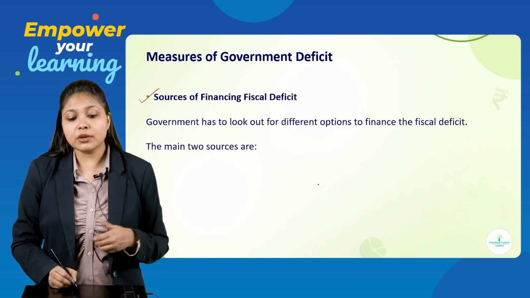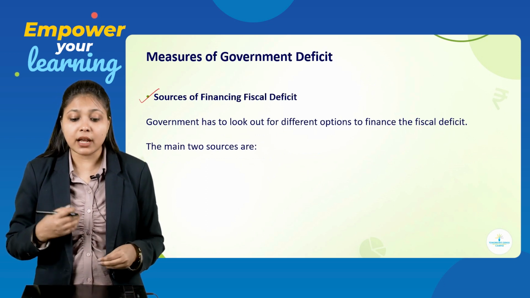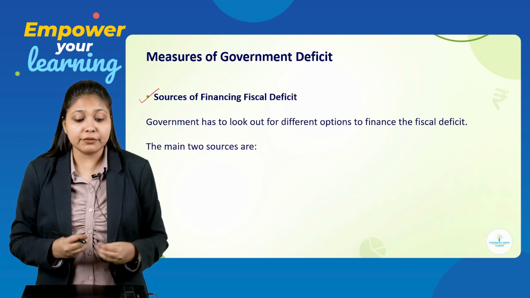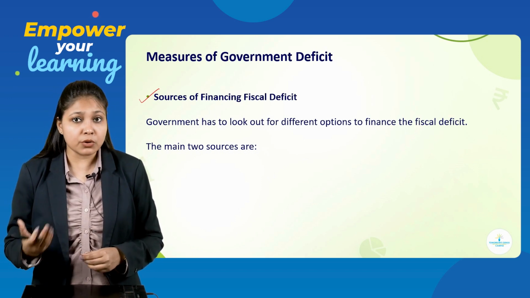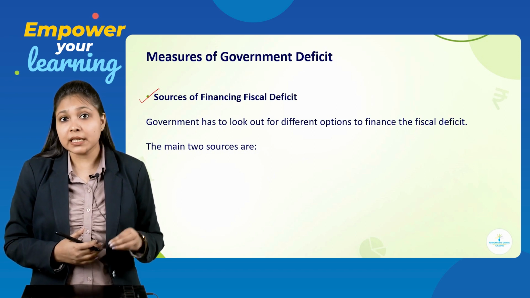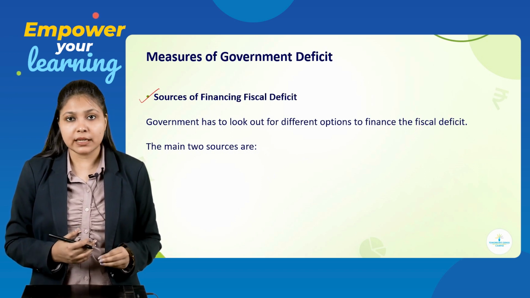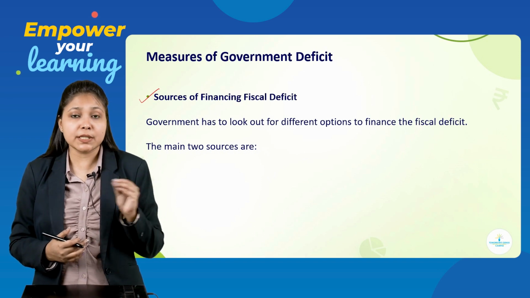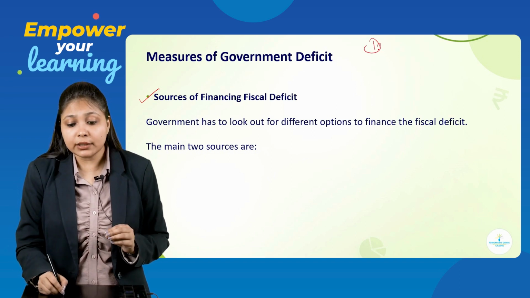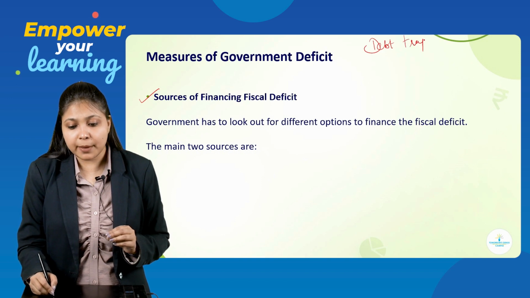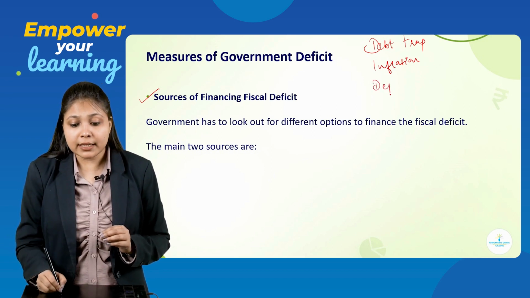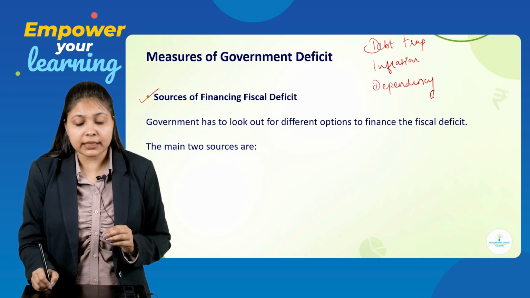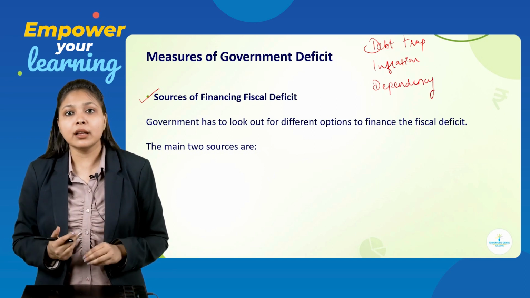Next is sources of financing fiscal deficit. Now there are different options through which we can finance or solve the problem of fiscal deficit. So basically, these are very important implications of fiscal deficit. If there is a problem of fiscal deficit in the economy, it can lead to the problem of debt trap. It can lead to the problem of inflation. It can hamper the future growth. It will increase the dependency of the Indian government on other foreign countries.